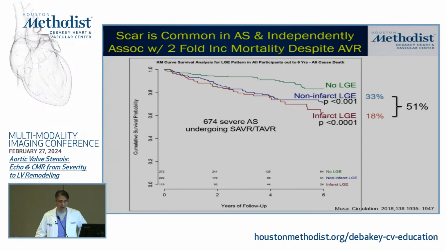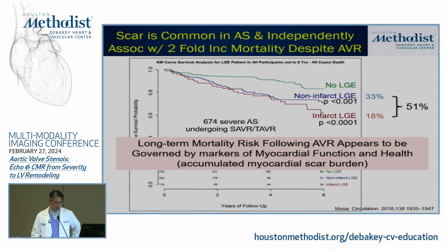That same study then looked prognostically for patients out to 6 years. And you can see that no matter what type of scar you have, whether it's the infarct scar or the non-infarct, mid-wall scar that we see with aortic stenosis, very common, prognosis, as with any time we see scar, is much worse than somebody who has no scar present. So, a very important finding, telling us that mortality risk following AVR appears to be governed by markers of myocardial function and health, which is really the accumulated myocardial scar burden.